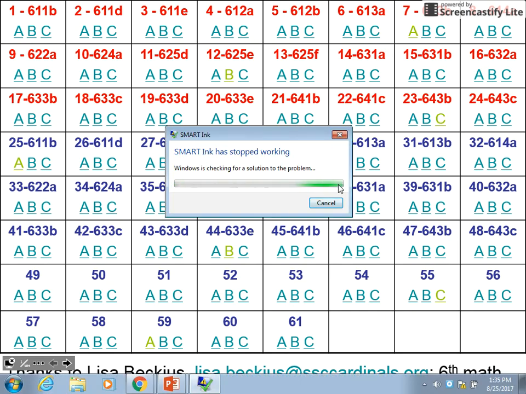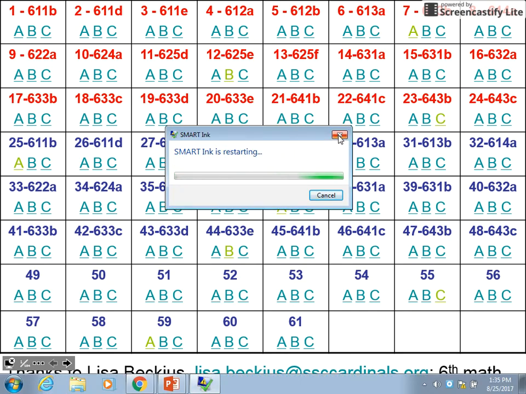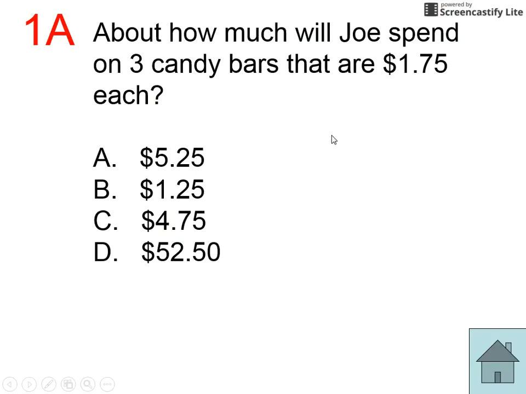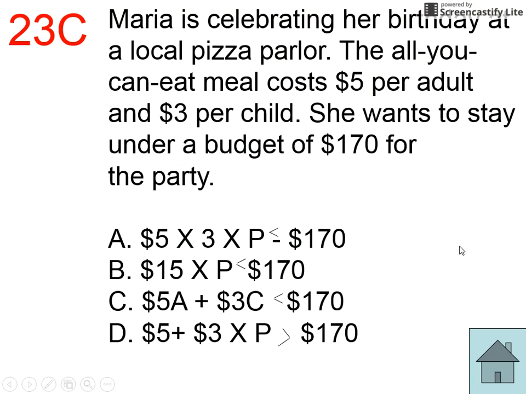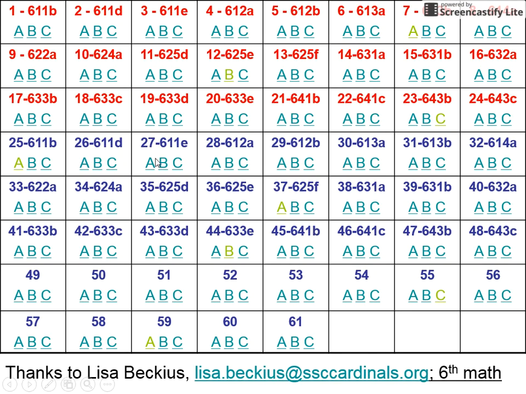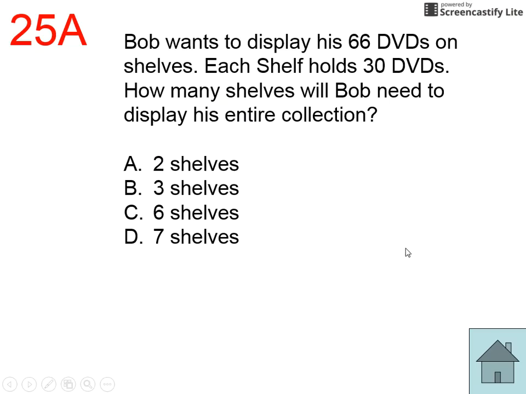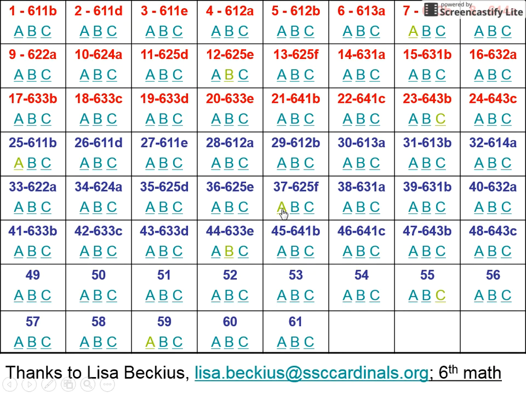Next problem. Sorry, sorry about that. Computers, you know? All right, so next answer is 23C was C. Again, 23C is C. Next is 25A, and that answer is B, 3 shelves. 25A is B. Okay, next is 37A.